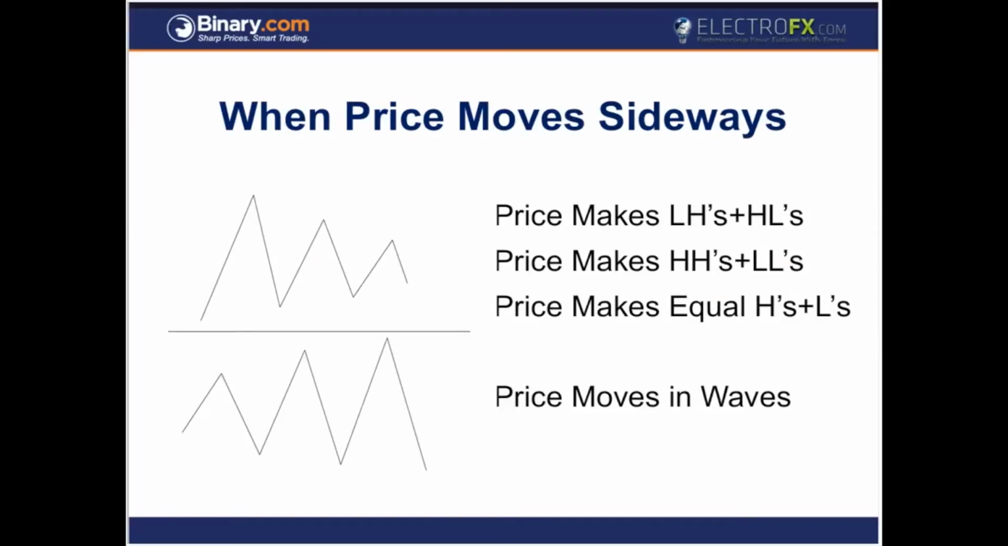And when price moves sideways, which is the only other real option here, price makes lower highs and higher lows. It forms sort of a triangle pattern, and that's this top example right here. Or price makes higher highs and lower lows, where the market's sort of expanding and gaining strength in its movements. And price can also make equal highs and lows, which I'll show you in the next slide. But no matter what it's doing when it's moving sideways, it's doing so in waves.